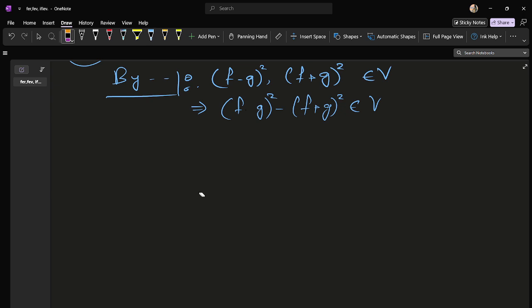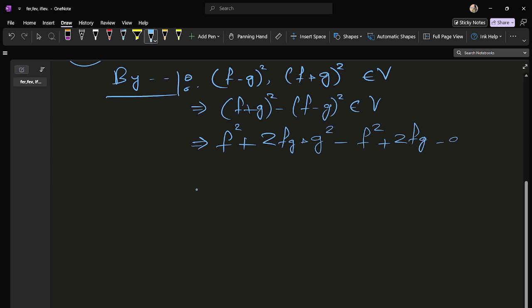I can write it in another manner. (f plus g) whole square minus (f minus g) whole square will also lie in V. This will be f square plus 2fg plus g square, minus f square plus 2fg minus g square, which belongs to V.